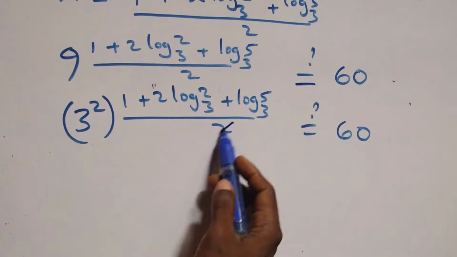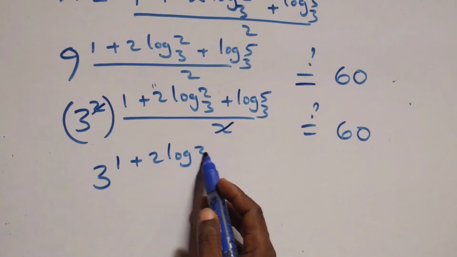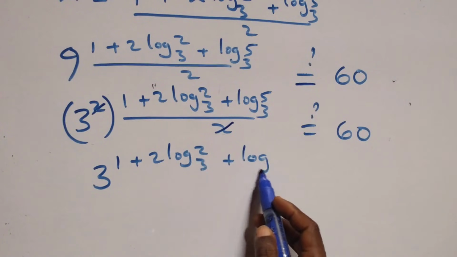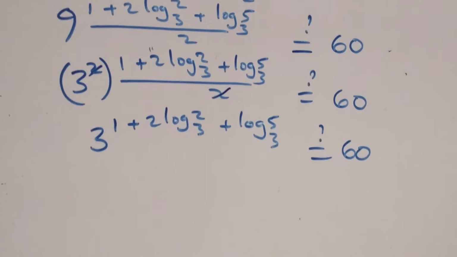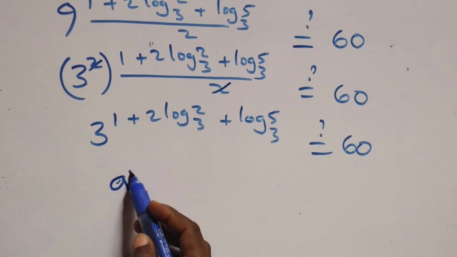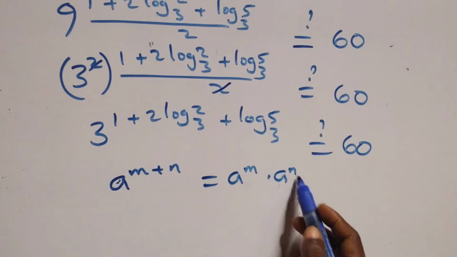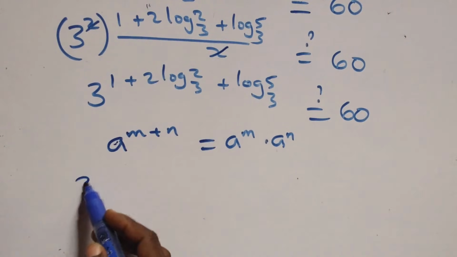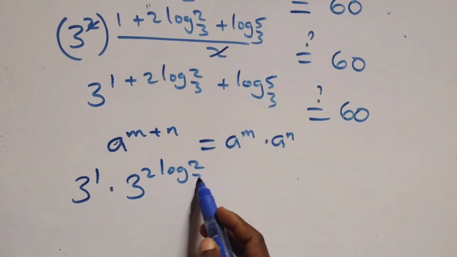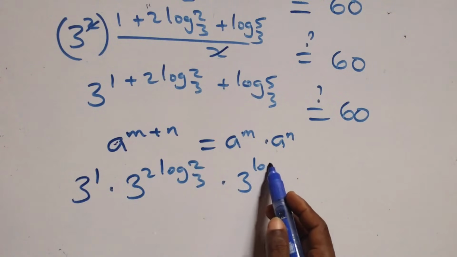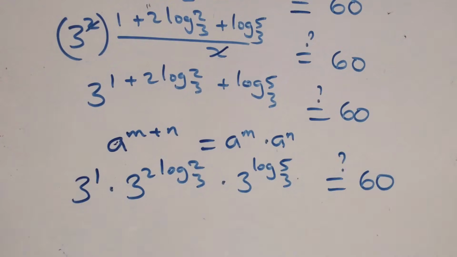Here, the power 2 multiplies the 2 in the denominator and they cancel each other. We have 3 raised to power 1 plus 2 log 2 base 3 plus log 5 base 3. This is equal to 60 on this side. And this follows the law of indices. When we have a raised to power m plus n, this is the same thing as a raised to power m times a raised to power n. Here we have 3 raised to power 1 times 3 raised to power 2 log 2 base 3 times 3 raised to power log 5 base 3. Is it equal to 60 on this side?